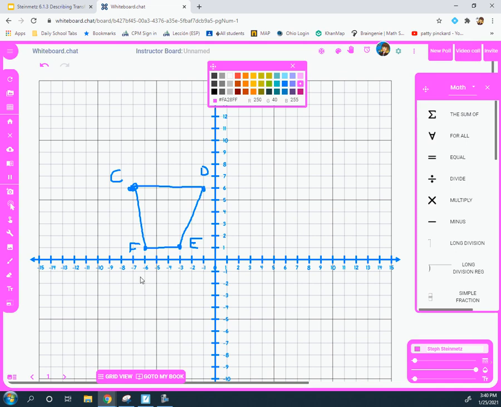Alright, so I want to reflect it across the y-axis. So like E is 1 away, so I go down and put a dot 1 away. F is also 1 away. C is 1, 2, 3, 4, 5, 6, so I go 1, 2, 3, 4, 5, 6. And D is 1, 2, 3, 4, 5, 6.